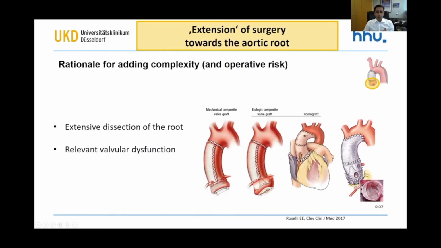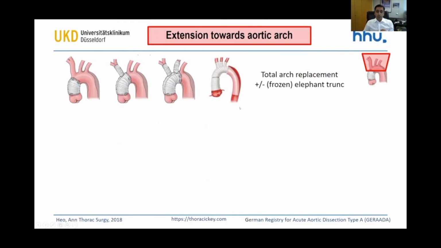For the aortic root, in our center, treatment is usually triggered by extensive dissection, but we have the feeling that gluing the root is not a good idea, particularly in the very young. And the other indication, as you could see on the TE, is a relevant dysfunction of the valve. Towards the aortic arch, there is actually a lot of debate on when and how to treat.